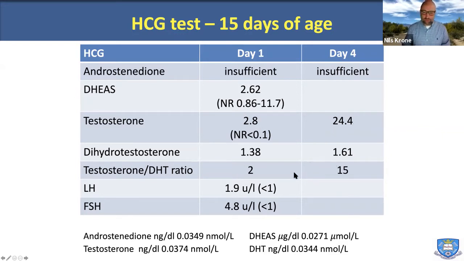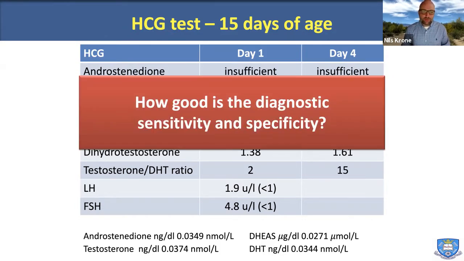Dihydrotestosterone, there's some measurable stuff, and you have this ratio of testosterone to DHT, and various ratios have been published, either above 15 or 20 or 30 in small case series, suggesting 5-alpha reductase deficiency. On the other hand, I've seen quite a few patients who have raised ratios who don't have 5-alpha reductase deficiency. I'm not really sure that this predicts well. So the question is, how good is the diagnostic sensitivity and specificity? Due to time, I can't give you that, but from personal experience, I think it's not a fantastic test.